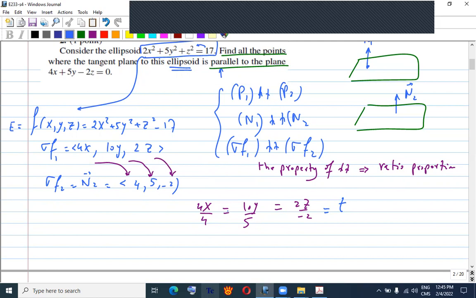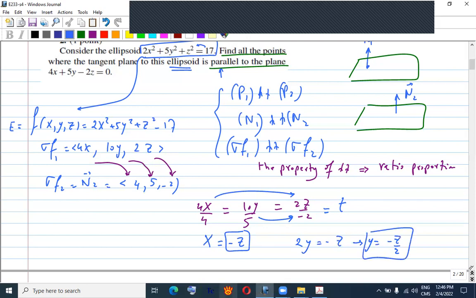Okay, I guess get x in terms of z. So x equals minus z. Do you agree? Get y in terms of z. So 10y over 5 equals minus z. So y equals minus z over 2. Is it okay? Okay, replace those in your ellipsoid. You get the z. When you get the z, replace back, you get the x, y. So this would represent the point or points. It depends how many values you get.